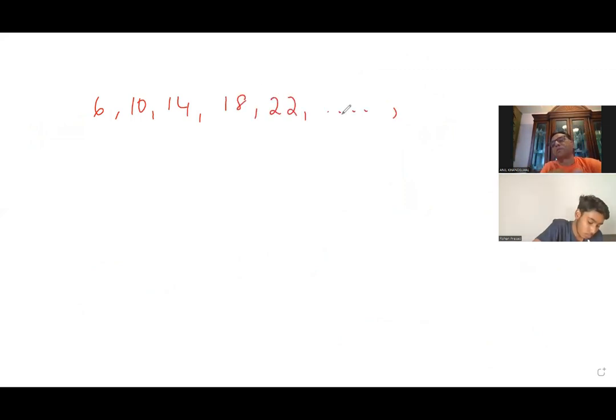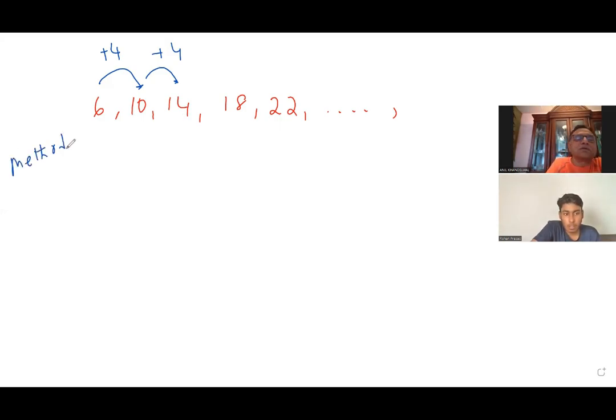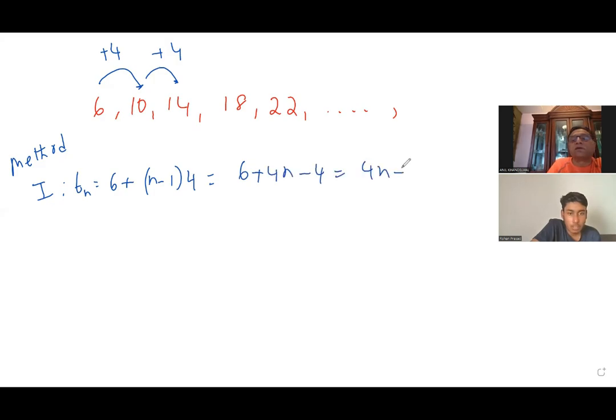So again, let's say we have a sequence. Let's say we begin with the number 6, right? And we keep on adding 4 to it, so we get 10, 14, 18, 22, and so on, correct? Here the common difference is plus 4, right? You're adding 4 each time. Method 1 will be 6 plus, we are trying to find Tn, n minus 1 times 4, which will give you 6 plus 4n minus 4, which gives 4n plus 2, correct? Yes, sir.